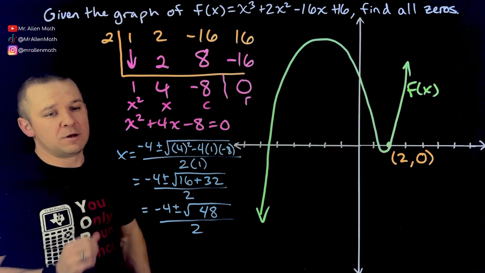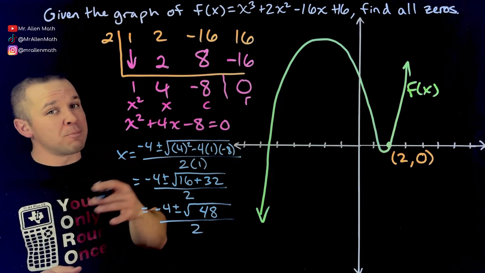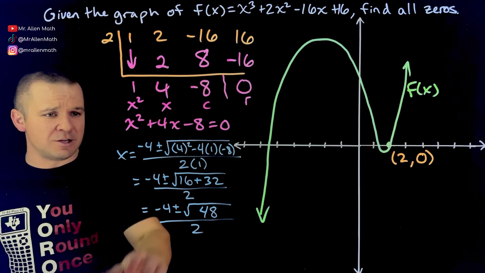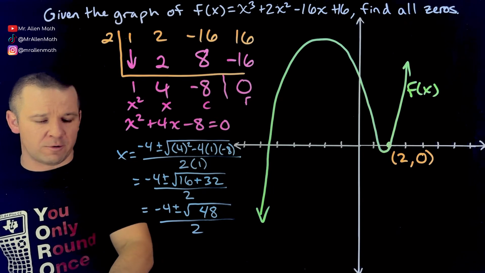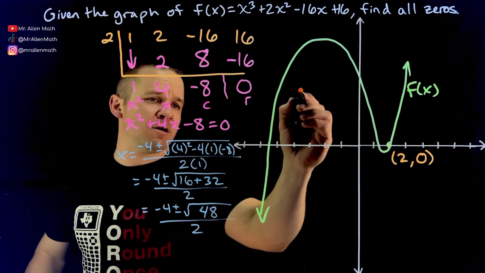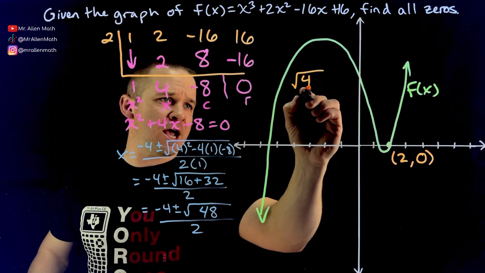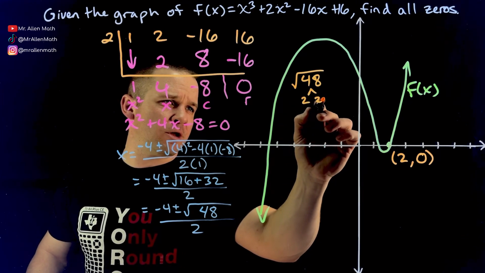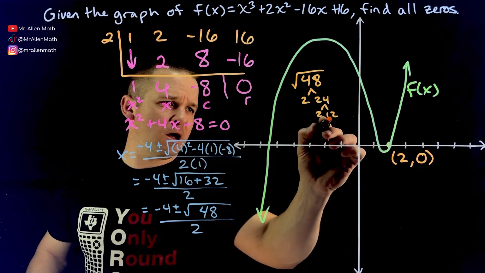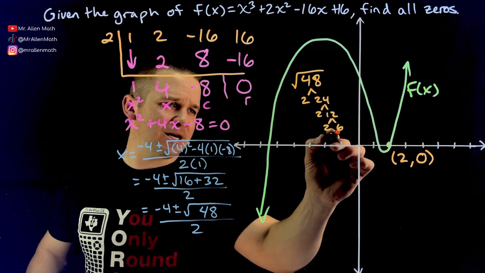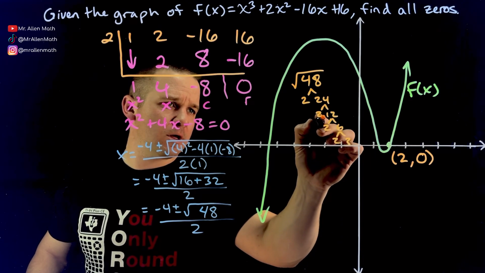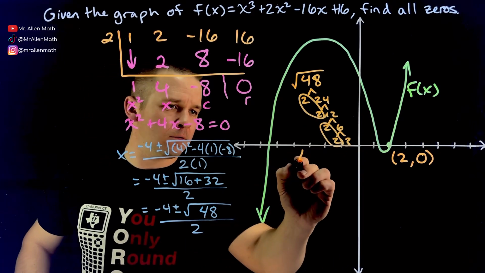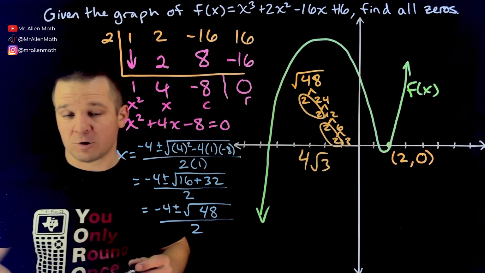Okay. Square root of 48. I can break that down, right? I'm going to do a little side math so we can just continue nice and smooth here with the quadratic formula. So square root of 48 broken down, I can divide that by 2 and I get 24, 2 and 12, 2 and 6, 2 and 3. Pair of 2s, pair of 2s. That means we're going to have 4 square root 3, okay?